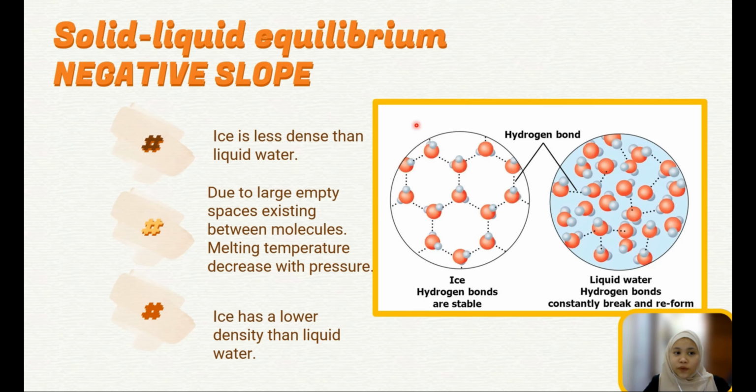In the previous phase diagram, the solid-liquid equilibrium has a negative slope. Firstly, when the pressure on an object is increased, the volume becomes smaller, so the density is higher. In this diagram, we can see that liquid water is more compact than ice. Ice is less dense than liquid water due to large empty spaces between molecules, caused by the ordered 3-dimensional network of hydrogen bonds in ice. So the melting temperature decreases with pressure.